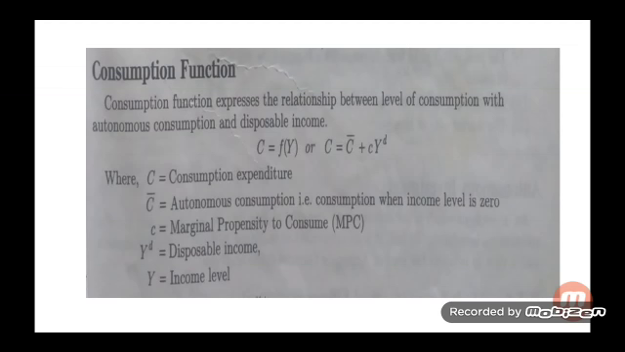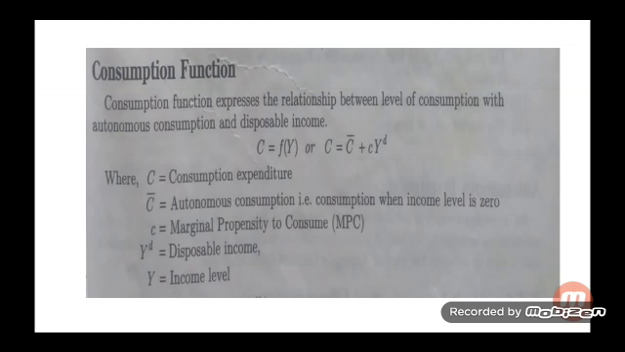Consumption function expresses the relationship between the level of consumption with autonomous consumption and disposable income. It means C is equal to f(Y). Y is income. It means consumption depends upon the income of a person. Or we can say C is equal to C bar. C bar means autonomous consumption, that is consumption when income level is zero.